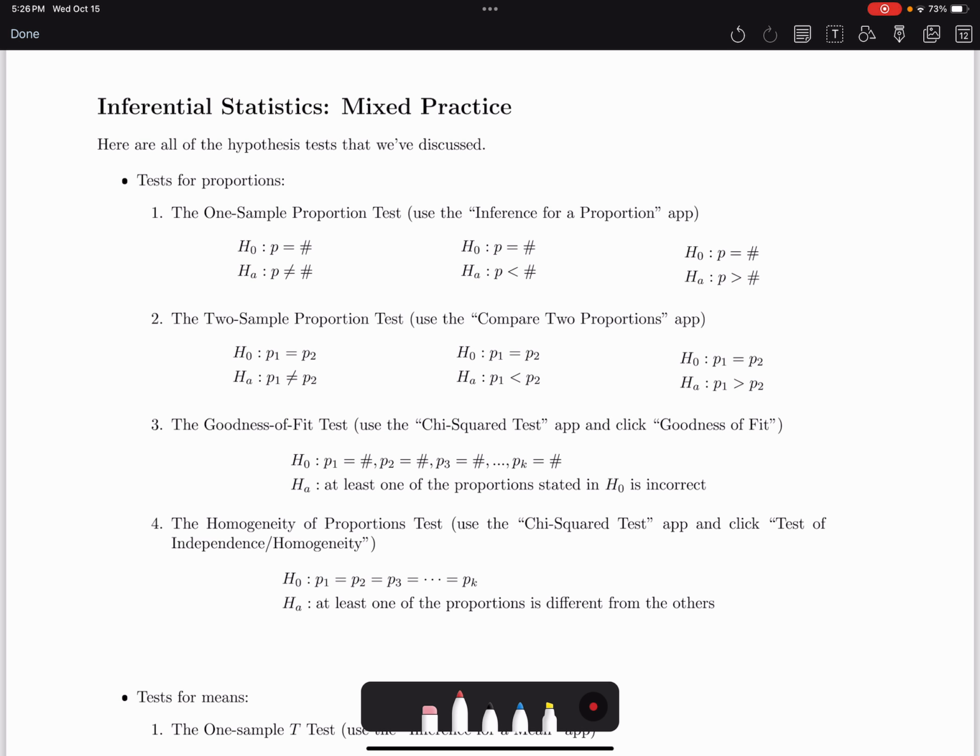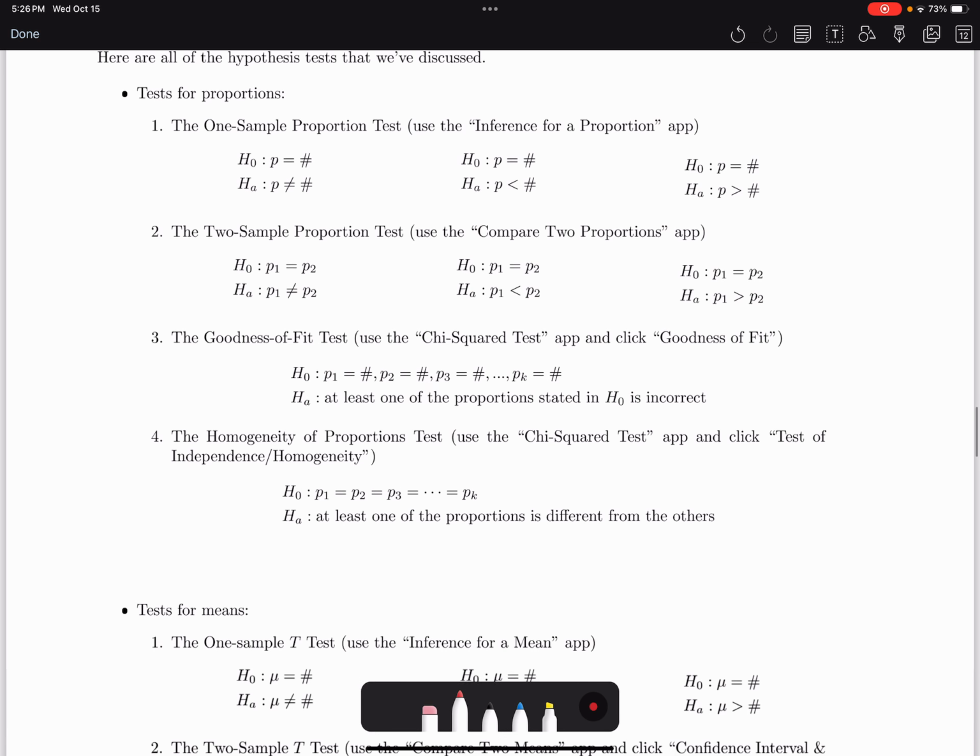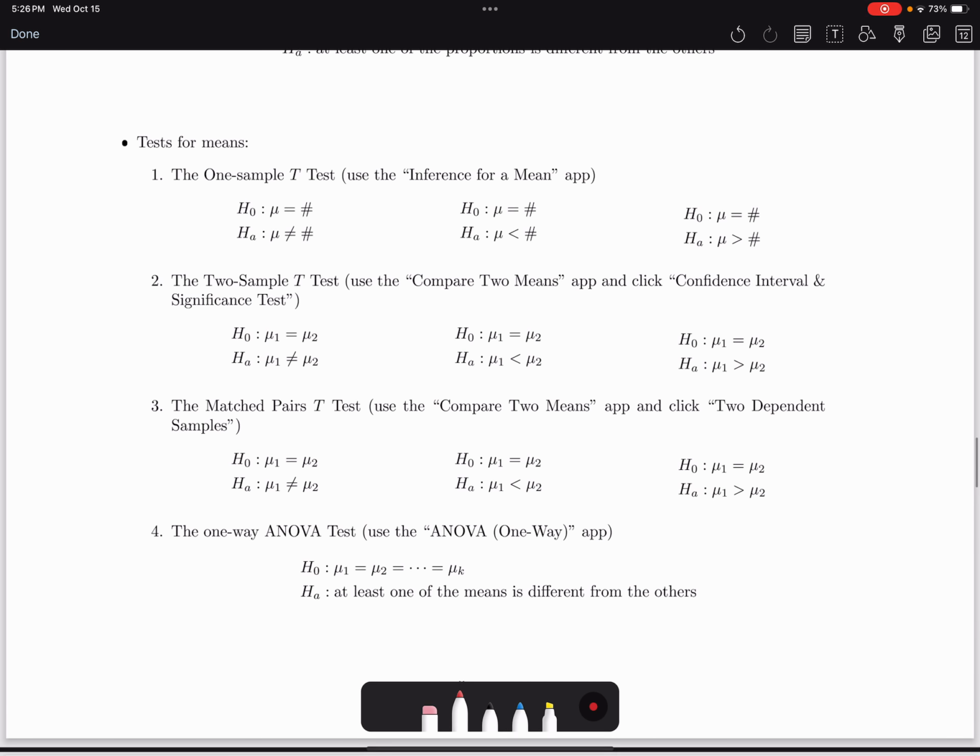We had 4 tests for proportions. Okay, the 1 sample proportion test, the 2 sample proportion test, the goodness of fit, and the homogeneity of proportions test. We also had 4 tests for means. We had the 1 sample T, the 2 sample T, the matched pairs T, and the one-way ANOVA.